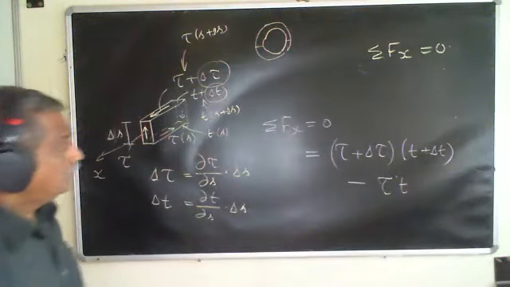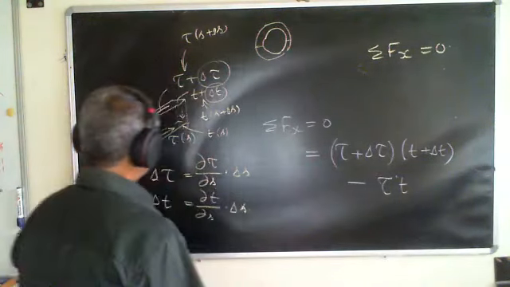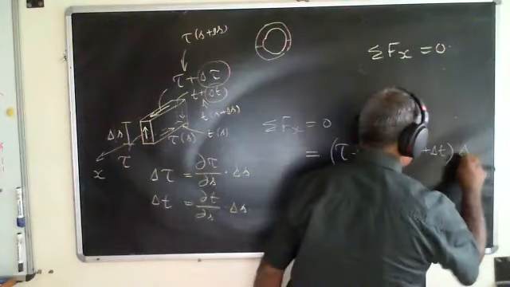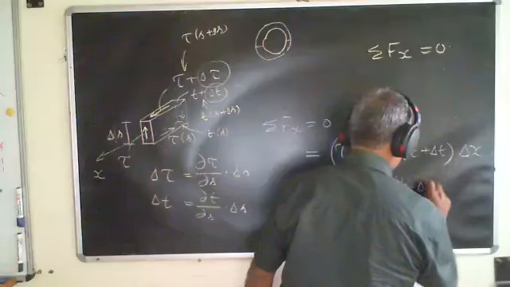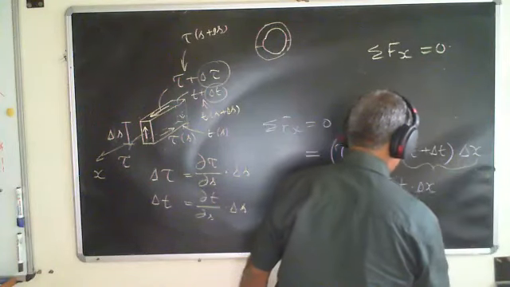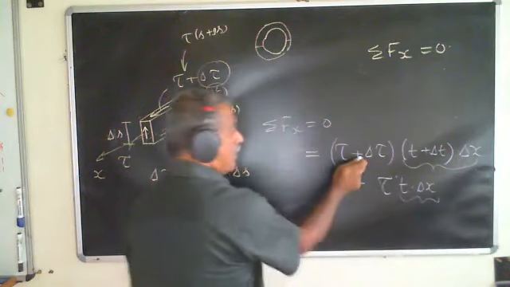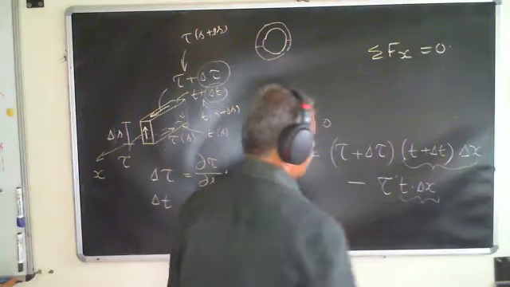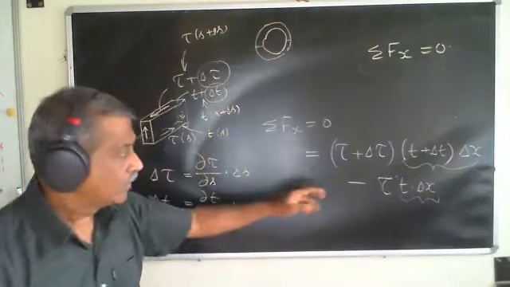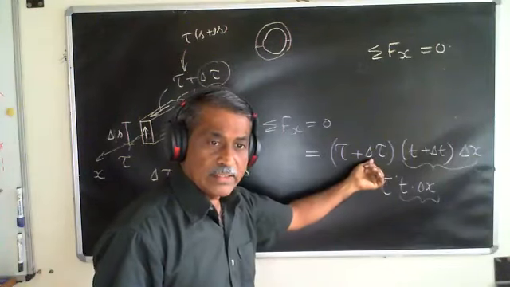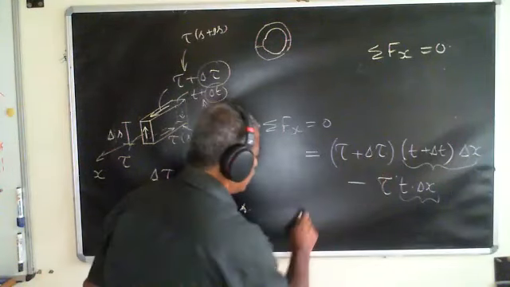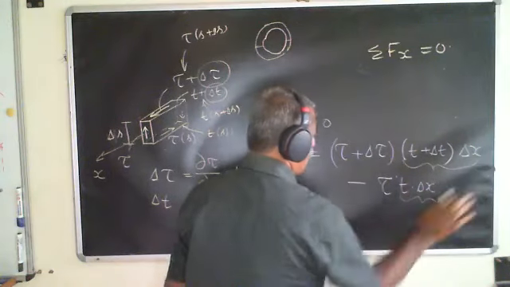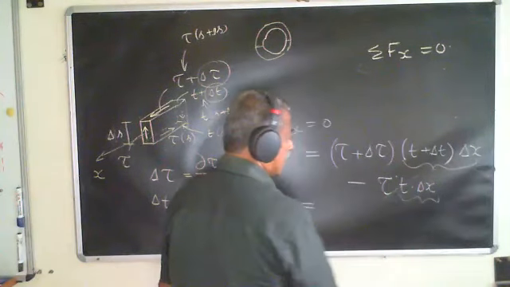right? I'm missing something here, which is what? What am I missing? Delta x. This happens to be the area. Multiplied by the stress will give me the force. This is the other force, right? This is what I get, right? And I can expand this and write it down. What do I get? Tau t will go away, right? So this will get cancelled.